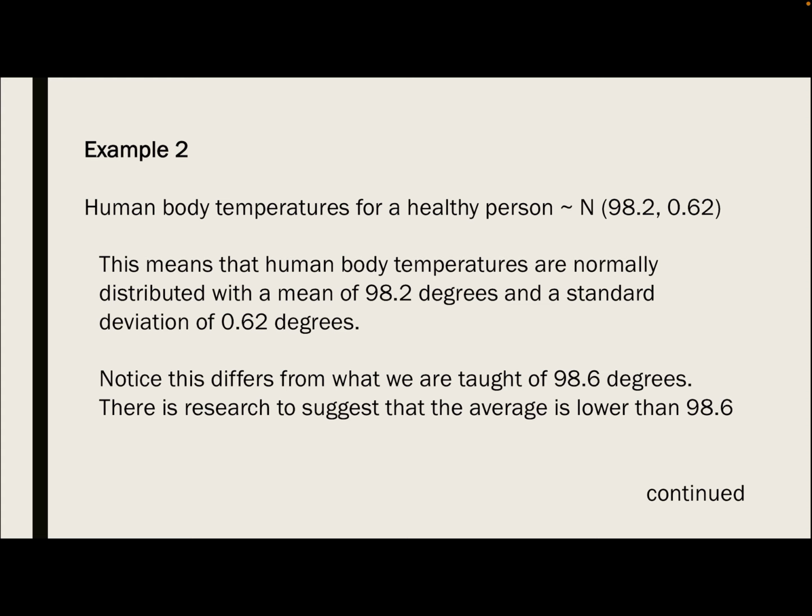Example 2. Human body temperatures for a healthy person are normally distributed. The mean is 98.2 degrees and a standard deviation of 0.62 degrees. Note, this differs from what we're taught of 98.6 when you take your temperature. There is research to suggest the average is lower than that.